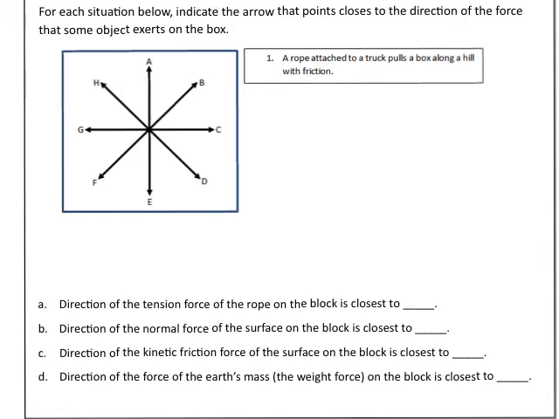This one has a rope attached to a truck pulling a box along a hill with friction. So I'm going to draw my hill. I'm going to draw my box. There's going to be a rope, and it's being pulled by a truck.